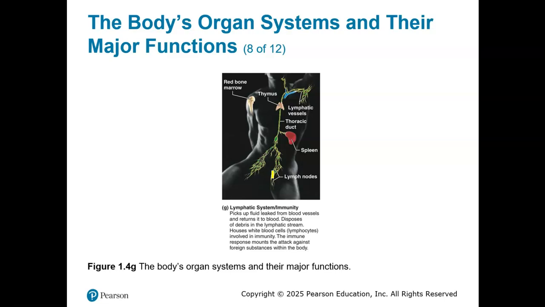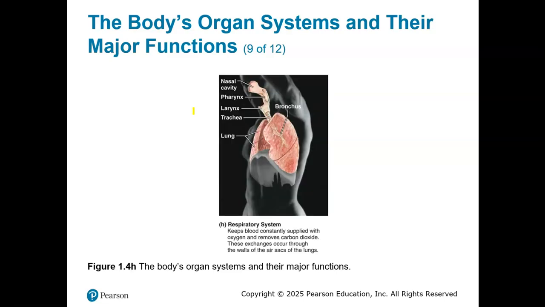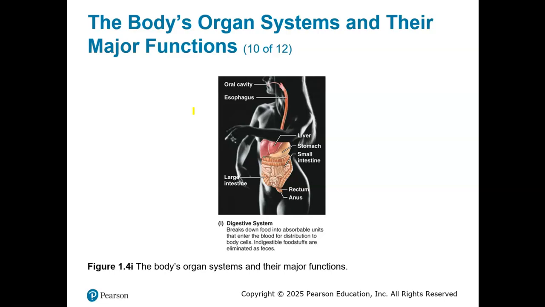Lymphatic and immunity includes your lymphatic vessels and your lymph nodes and organs like the spleen and the thymus and the red bone marrow. These are all part of the lymphatic system. Respiratory system is the lungs and the airways. The digestive tract actually begins at the mouth and ends at the anus. So it's the entire tube. So it goes mouth, pharynx, esophagus, stomach, small intestine, large intestine, rectum, anus.